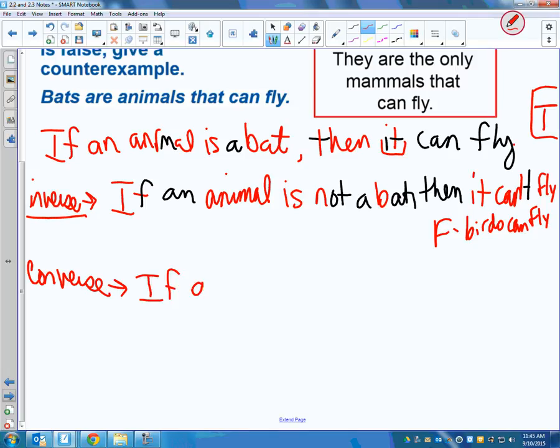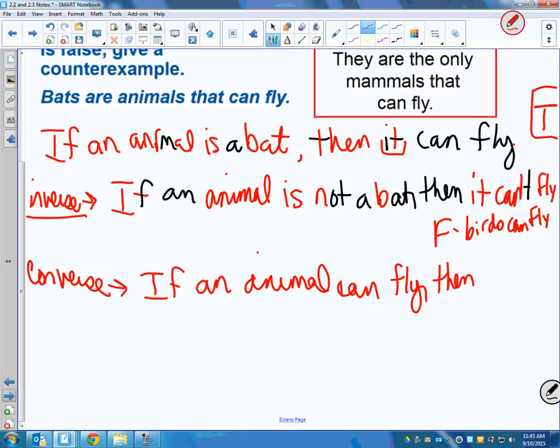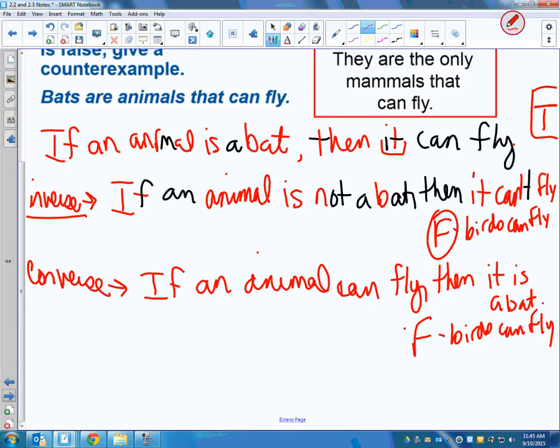If an animal cannot fly, then it is a bat. Someone said that's false. Give me a counterexample. False. Birds can fly. We said on the last thing that inverse and converse are logically equivalent. They should be both false. So that's a good thing to check.